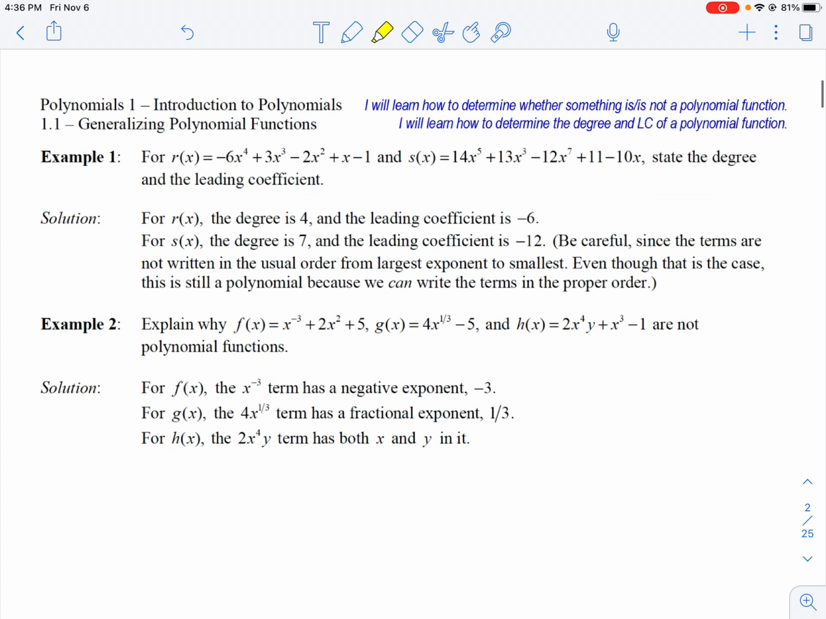So for example number 1, we have r of x, s of x, and then we'll compare. We also have f of x in example number 2. Let's focus on r of x first. I'm going to highlight that one. We have r of x is equal to negative x to the power of 4 plus 3x to the power of 3 minus 2x squared plus x minus 1.